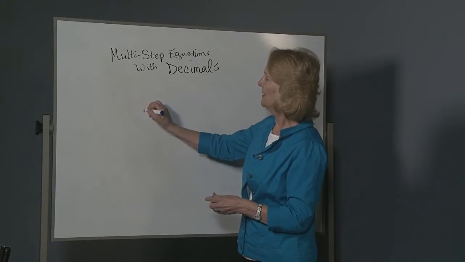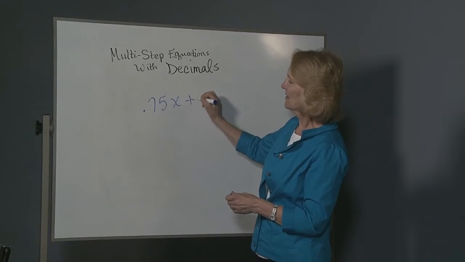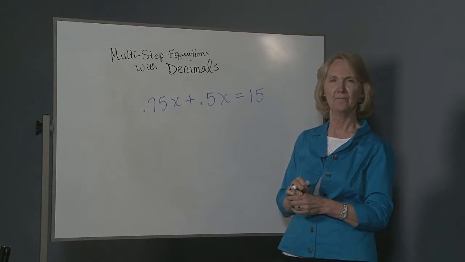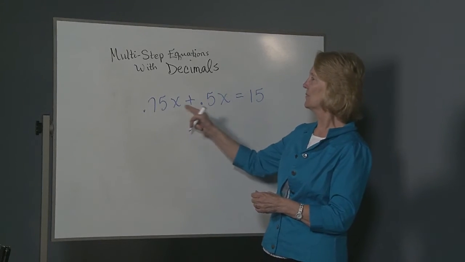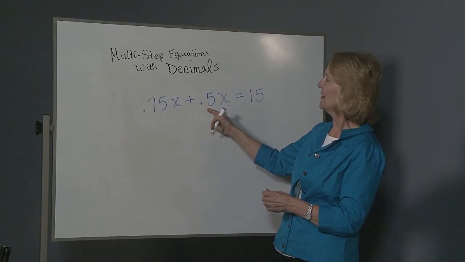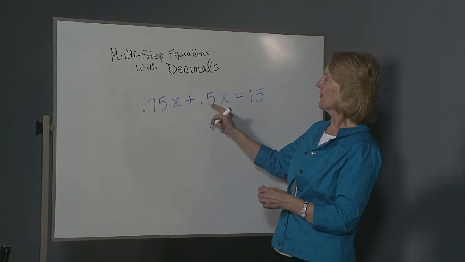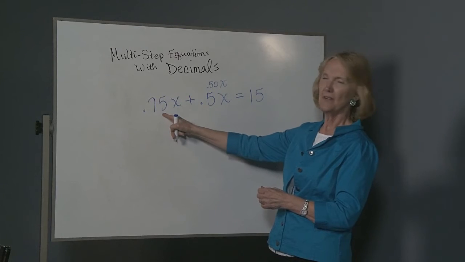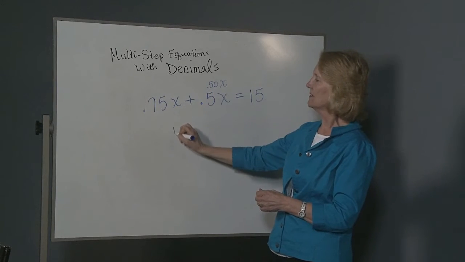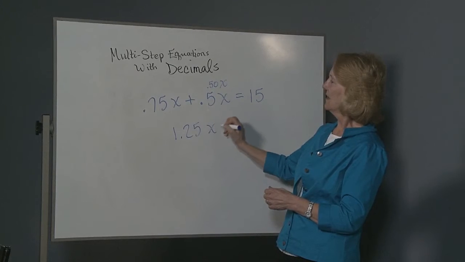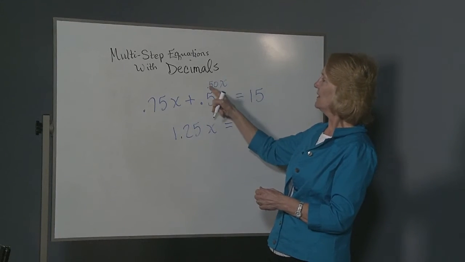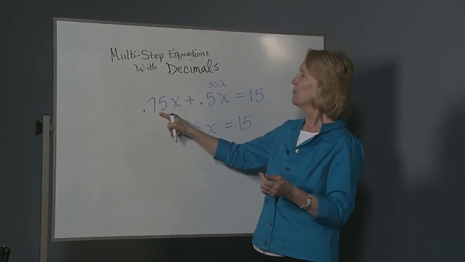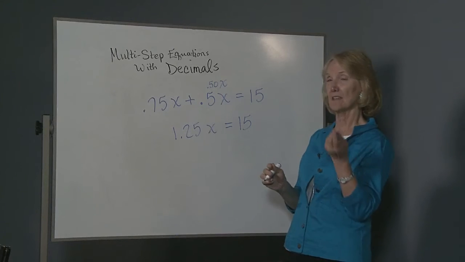If you had 0.75 times x plus 0.5 times x, and you got 15, now we have decimals. This one has 2 places behind the decimal point. This one has only 1. Well, we can think of this as 0.50. 75 cents plus 50 cents would be $1.25 equals the 15. We didn't do anything to ruin this number. We just made it easier on our brain to understand it. 0.75 plus 0.50 is easy because it's like money.